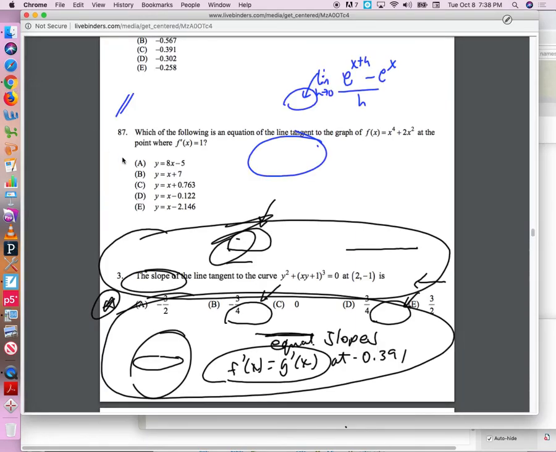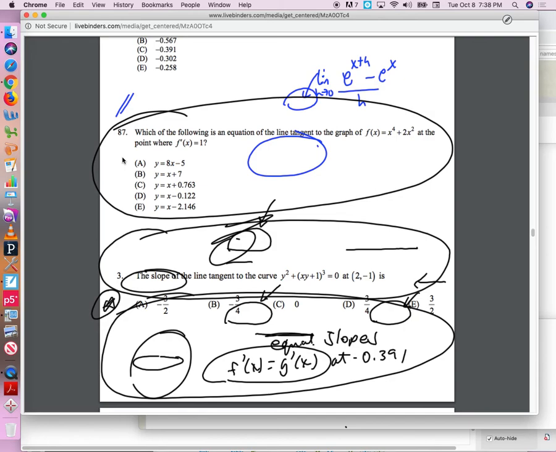No, okay. It didn't erase it. Anyway, just ignore all of this, and we're looking at 87. Sorry, that's messy. All right, which of the following is the equation of the line? Oh, I don't know why I would need to do 87. Oh, I see. Which of the following is the equation of the line tangent to the graph of this at the point where the derivative is 1?